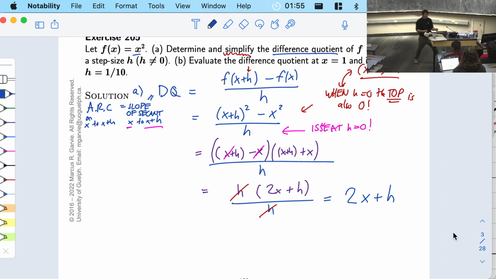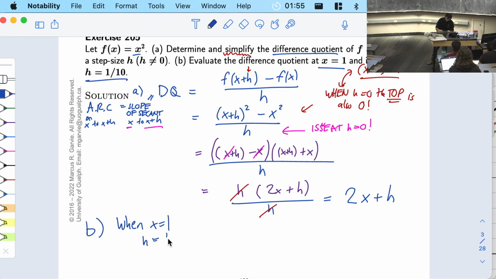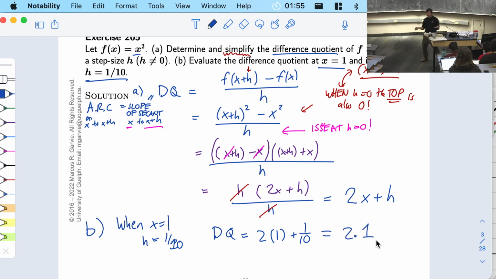Okay, let's do part B. Part B says, figure out what's going on when x equals 1 and h equals 1/10. When x equals 1 and h equals 1/10, then dq is 2 times 1 plus 1/10. So in general, it's 2 times x plus h. If x is 1 and h is 1/10, 2 times 1 plus 1/10, that is 2.1. Okay, so it's 2.1. So what?